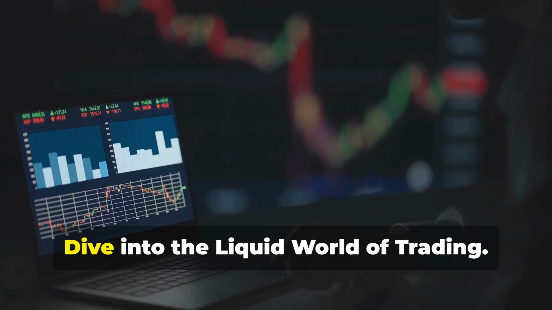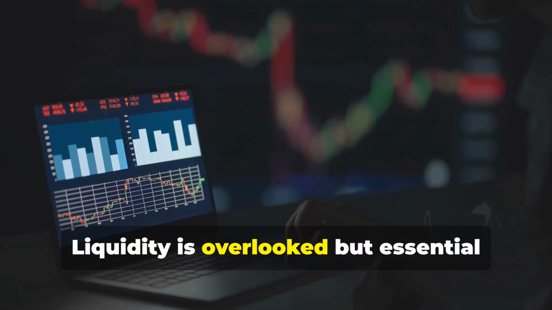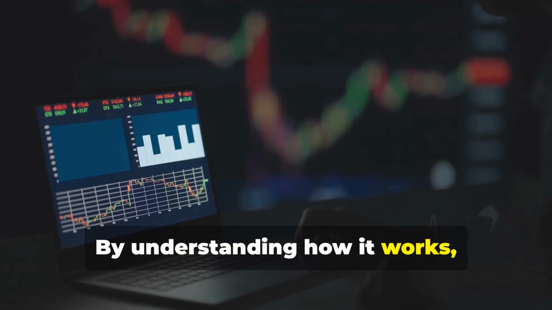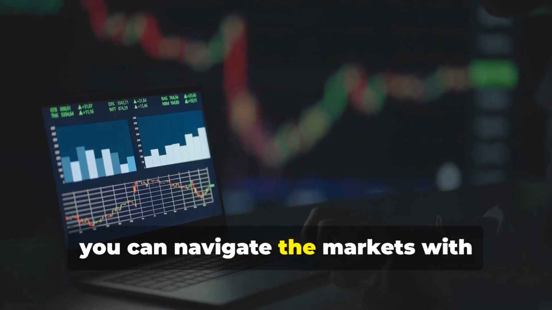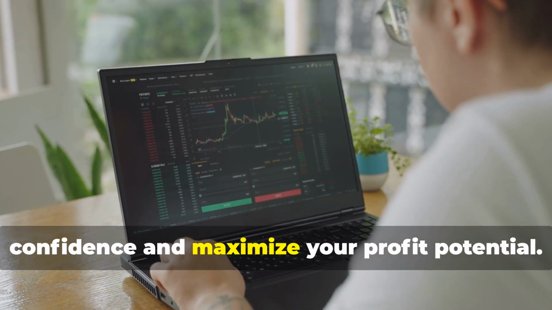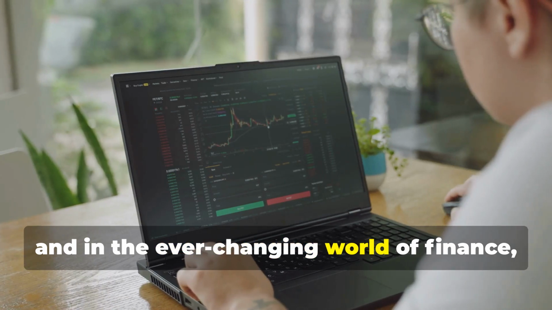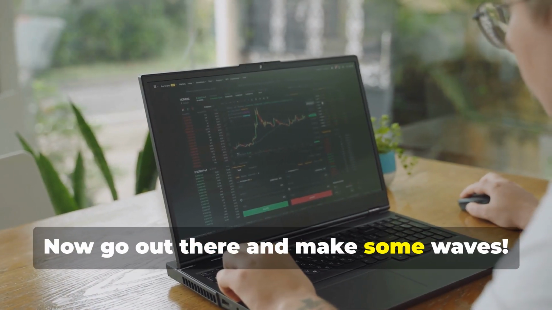Section 10. Dive into the liquid world of trading. So there you have it. Liquidity is an overlooked but essential ingredient for successful trading. By understanding how it works, the strategies to employ, and the tools to utilize, you can navigate the markets with confidence and maximize your profit potential. Remember, knowledge is power, and in the ever-changing world of finance, staying ahead of the curve is key. Now go out there and make some waves.